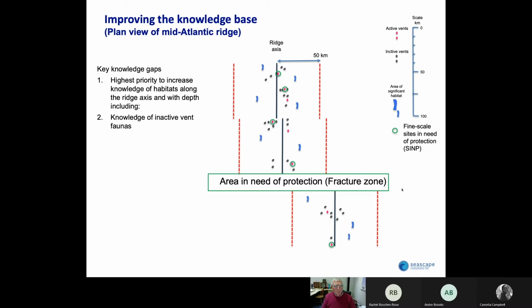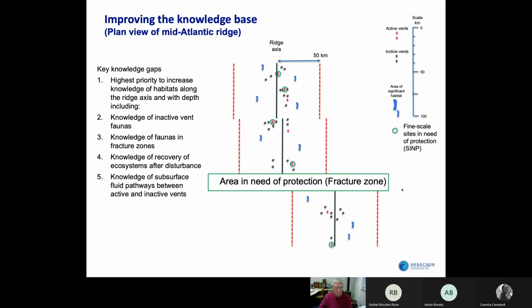In addition to that, we really don't know very much at all about inactive vent faunas. And this would be a good area for further research because these are likely to be areas that are going to be mined. We need a knowledge of faunas in fracture zones, which we are intending to protect a few of, and because these are areas where deep water flows from one basin of the Atlantic to another. We need a knowledge of how the ecosystems might recover after mining and after any other disturbance.